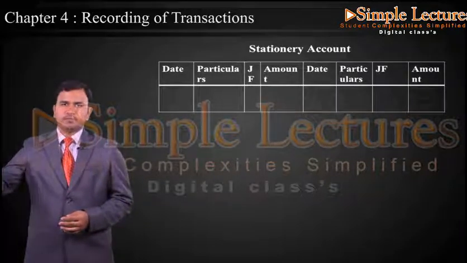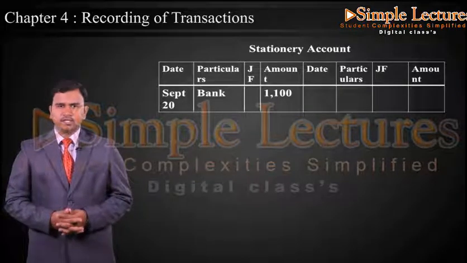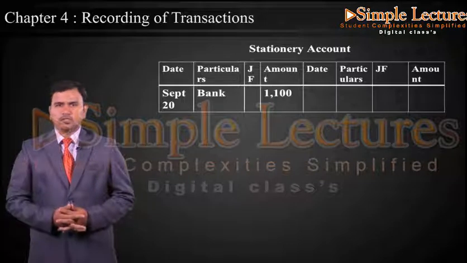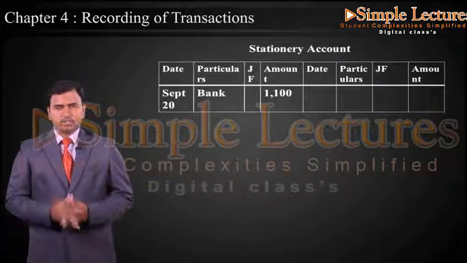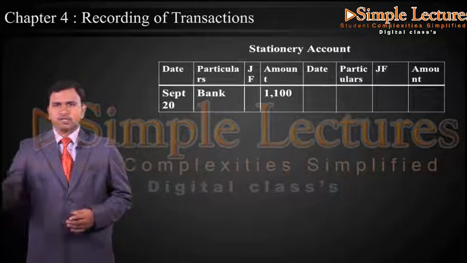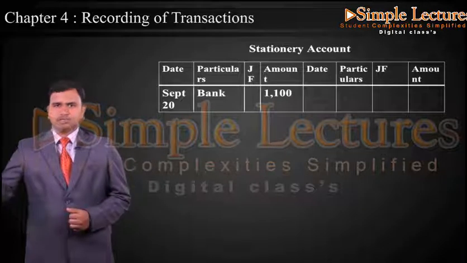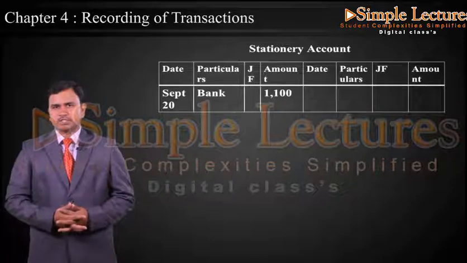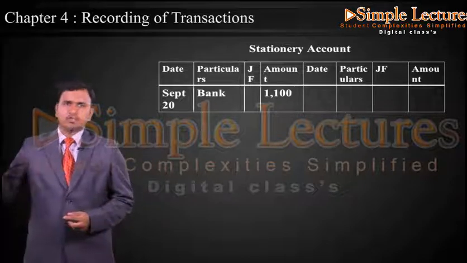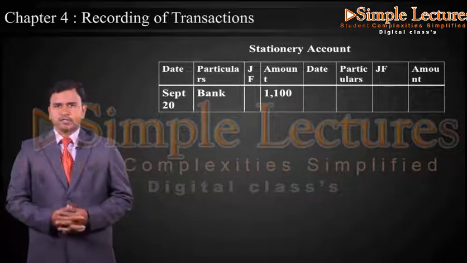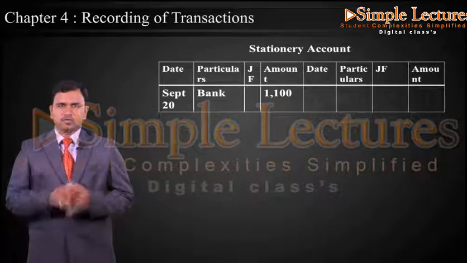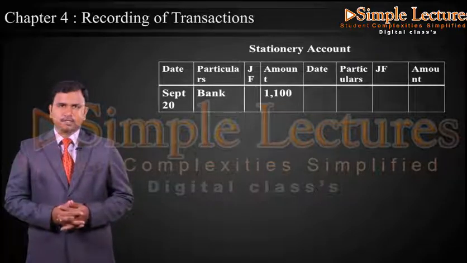So the entry will be in the debit side, September 20th, to bank account, and in the amount column 1,100. Since we have only one entry here, the account has to be closed. So debit side total 1,100 and the same has to be taken in the credit side, 1,100. Above this, by balance carried down 1,100, again debit side next to the total, to balance brought down 1,100.